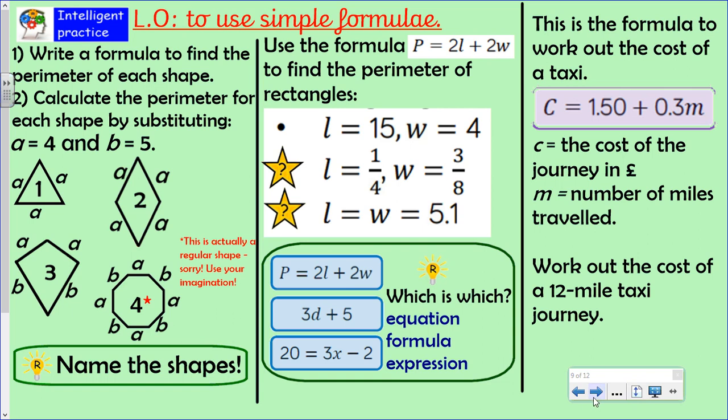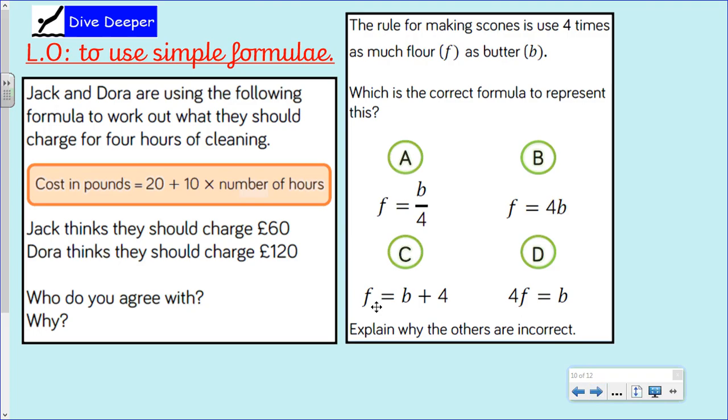So I'll just show you the dive deeper. There are 2 of them today. We've got another one about the cost in pounds. You just need to work out if Dora or Jack are correct. They could both be wrong, I suppose, but we'll presume that one of them is right. And then over here, can you work out which is the correct formula to make this recipe for scones?